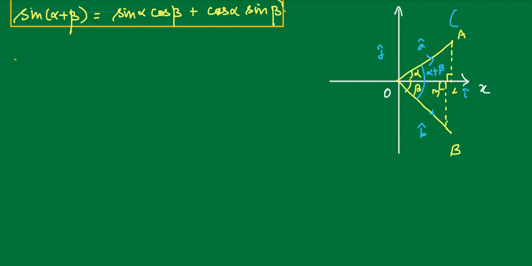As in the previous sum, we have seen that the coordinates of A will be cos alpha, sin alpha in the first quadrant. In the fourth quadrant, B will be cos beta, comma, minus sin beta. Cos is positive and sin is negative in the fourth quadrant.